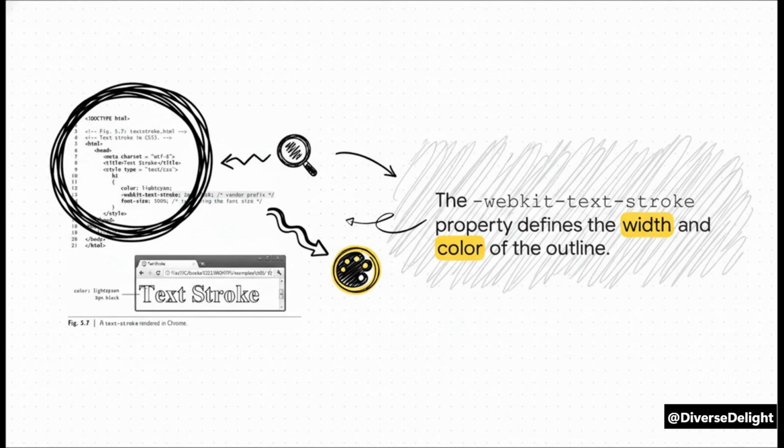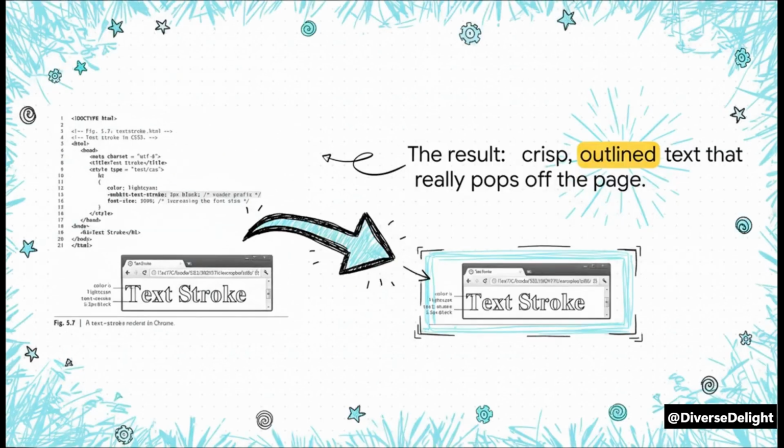Now, that little -webkit part, that's what's called a vendor prefix. You used to need it for browsers like Chrome and Safari. You might not always need it anymore, but you'll still see it everywhere, so it's good to know what it is. The 2px just sets how thick the outline is, and, well, black sets the color. So literally that easy. And boom, here's the result.